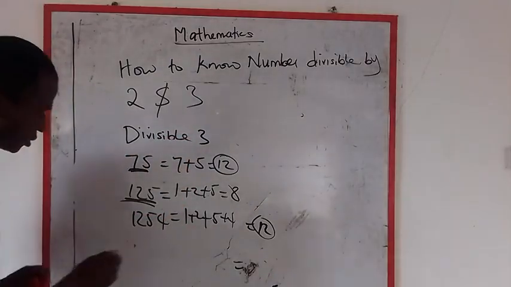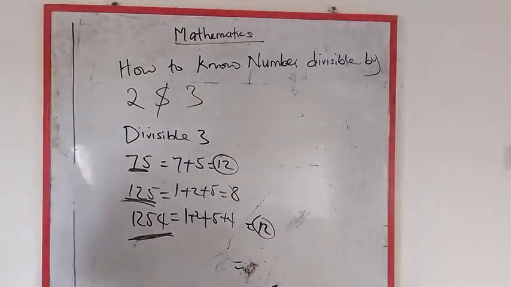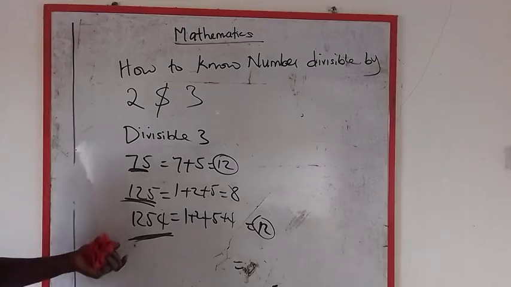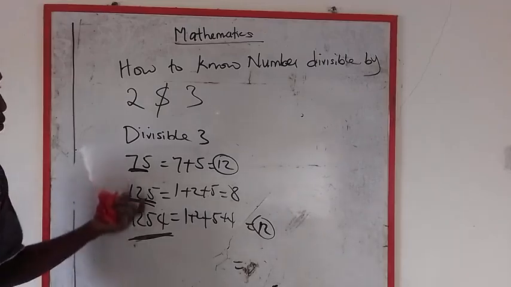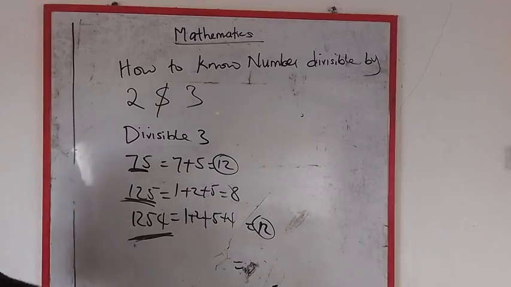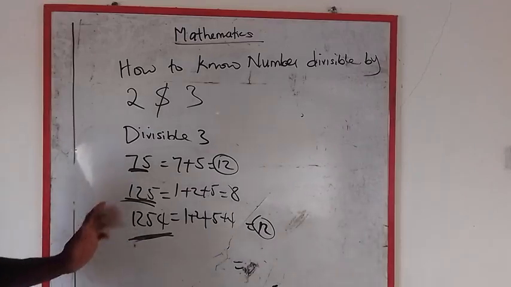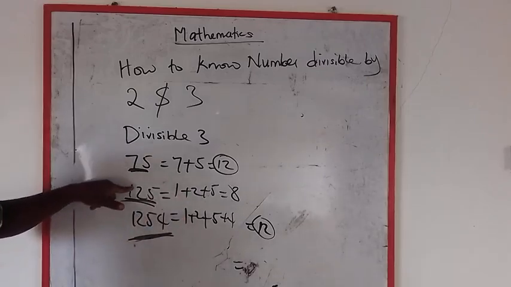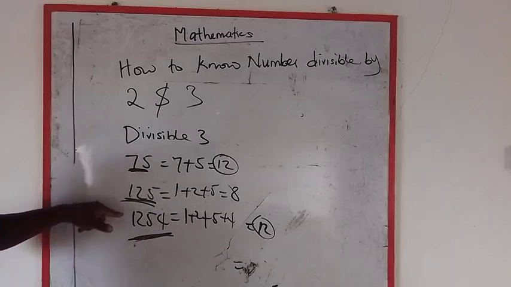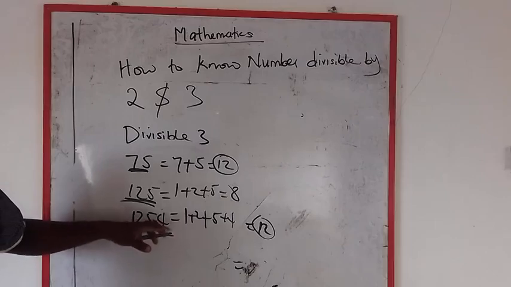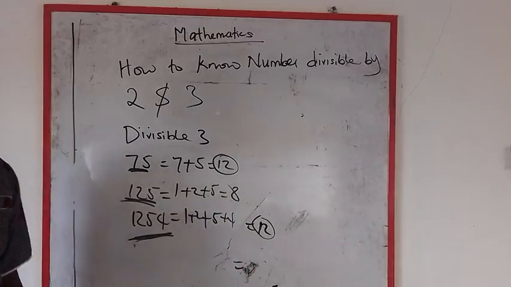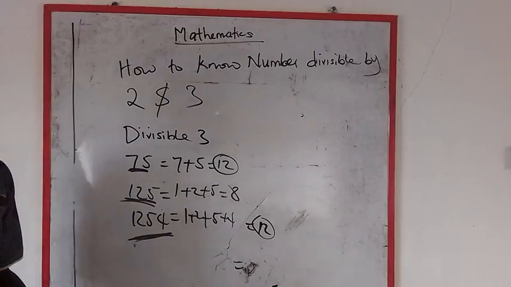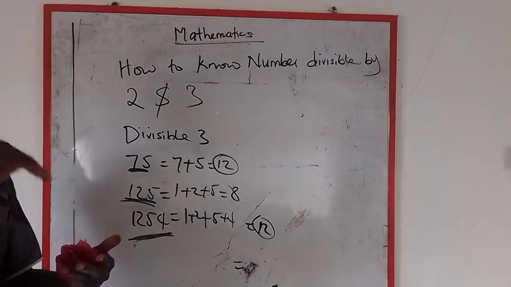So for this number you are seeing, I think I did that in my short division process just now. You see that 3 can go into this number without remainder, because when we add the digits, meaning the individual digits of the number, it gave us a multiple of 3. What are multiples of 3? We have 3, 6, 9, 12.